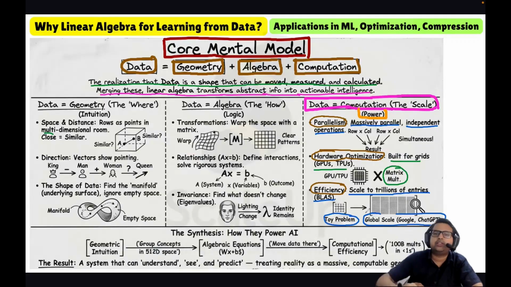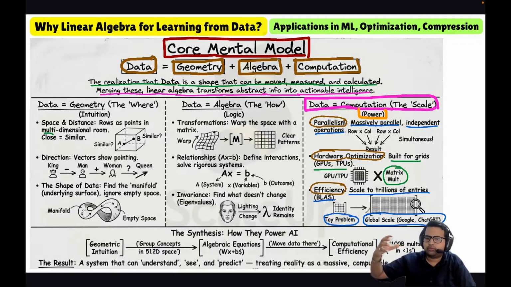So the idea is very clear: data equals computation. Because of linear algebra, we are representing the data in the form of vectors and matrices. Because of that, our data becomes massively parallel and optimized for GPUs and TPUs, wherein billions of simultaneous matrix multiplications can be performed, and our data will be efficient. It can be scaled to trillions of entries, and we can move from toy problems to global scale systems.